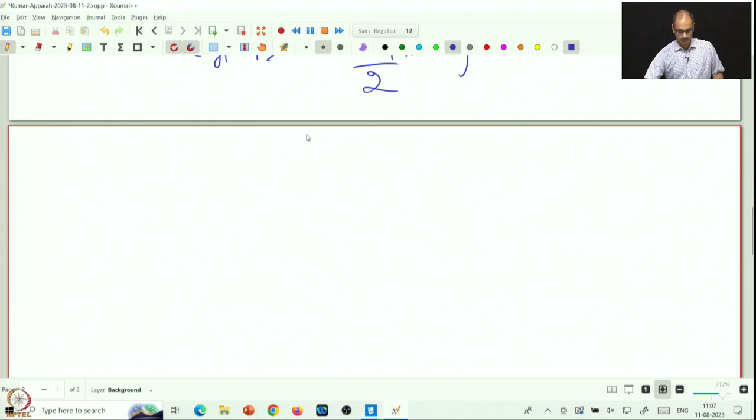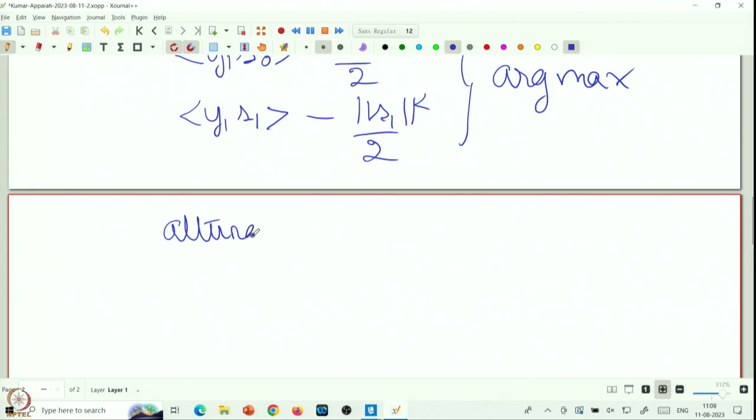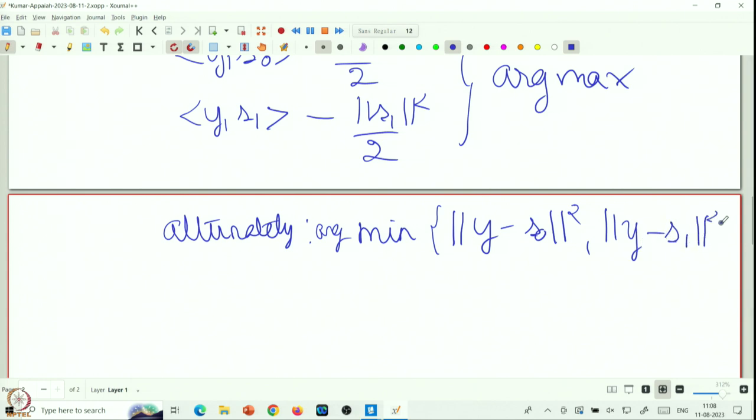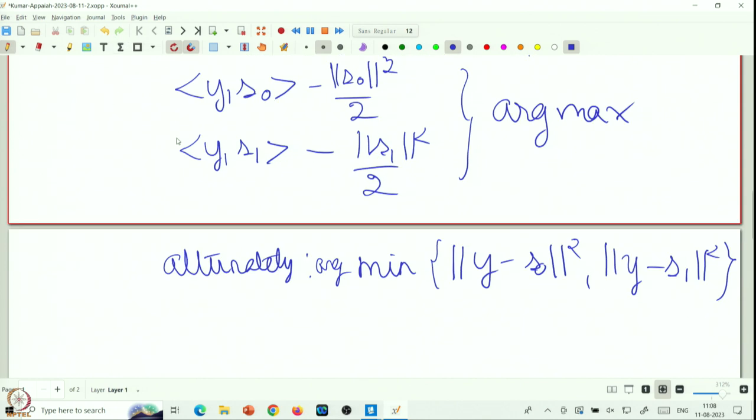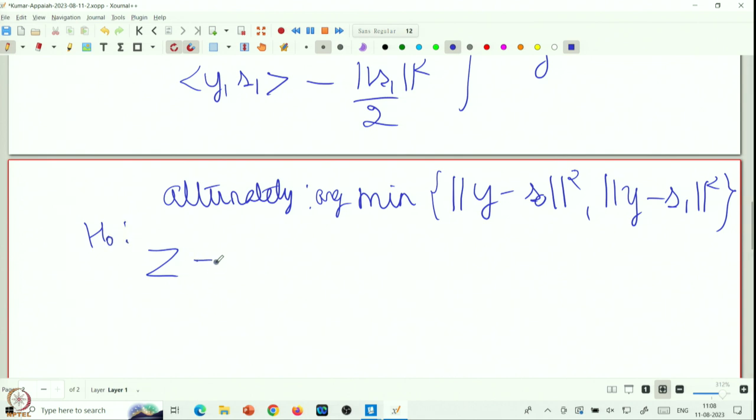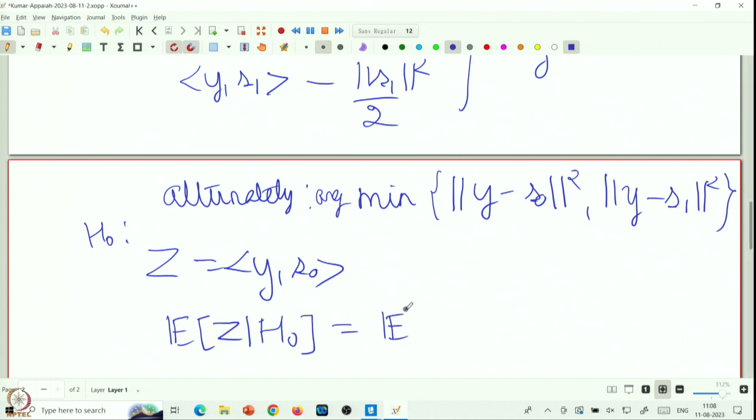Or if you don't like this, alternately, you find the arg minimum of the distance. That's it, minimum distance. Now in this case also you can call these particular variables z. Let's say that under hypothesis h0, z is equal to angle bracket y comma S0. If z is angle bracket y comma S0, then let us find the expectation of z under h0. Very easy, that is going to be the expectation under h0, what is y? S0 plus n.